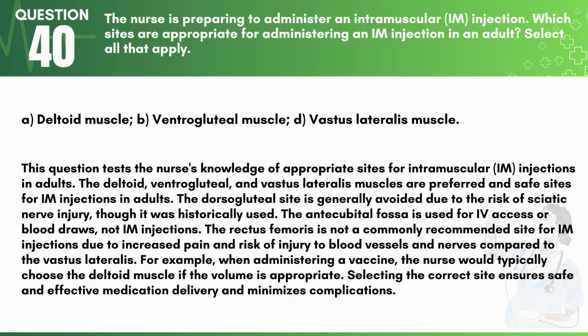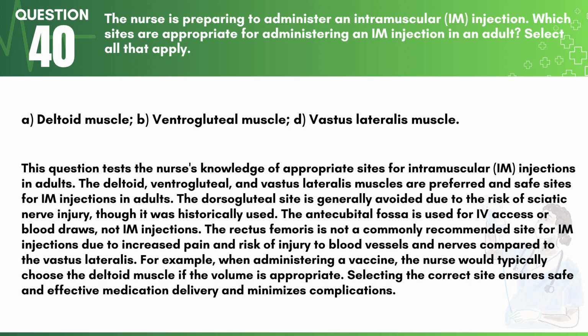Answer. Deltoid muscle, ventrogluteal muscle, vastus lateralis muscle. This question tests the nurse's knowledge of appropriate sites for intramuscular, IM, injections in adults. The deltoid, ventrogluteal, and vastus lateralis muscles are preferred and safe sites for IM injections in adults. The dorsogluteal site is generally avoided due to the risk of sciatic nerve injury, though it was historically used.